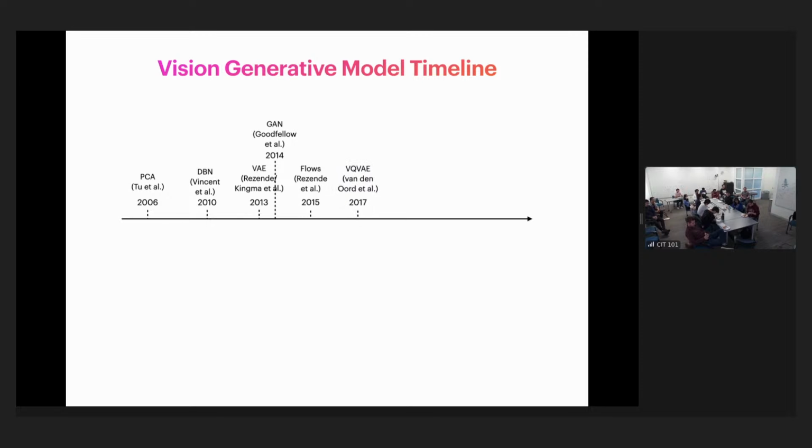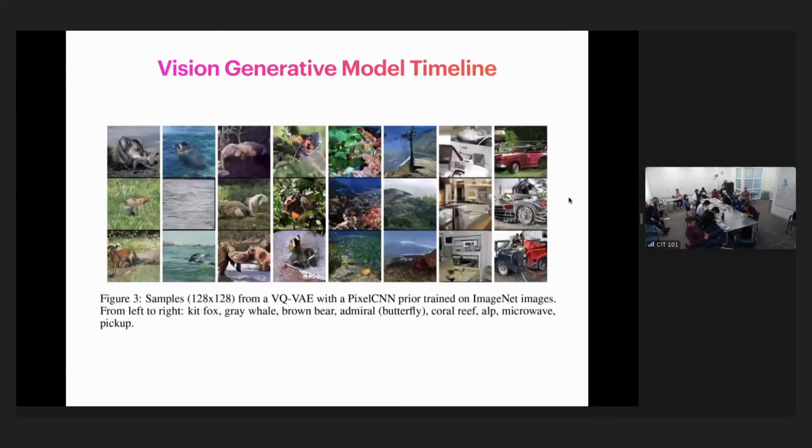In 2017, there's the VQ-VAE paper. They use a vector quantized representation as a bottleneck for image generation, and that was the state of the art at the time. These are some unconditional results from training VQ-VAE to generate images.